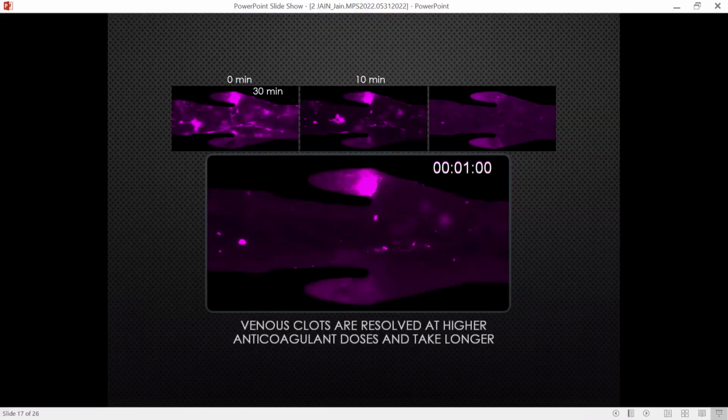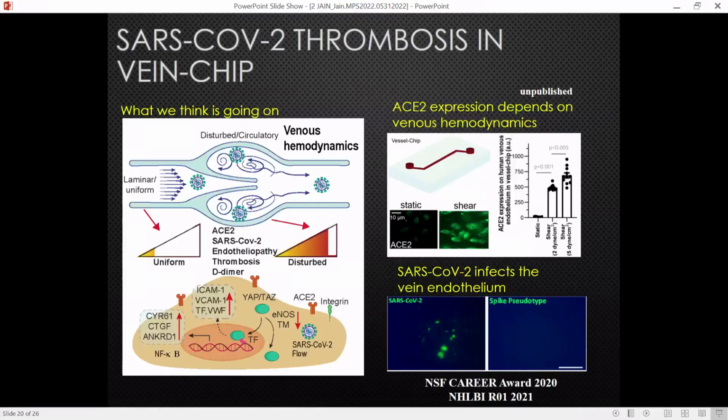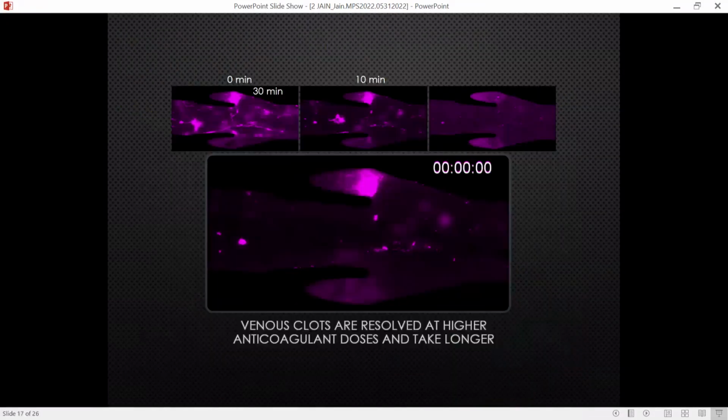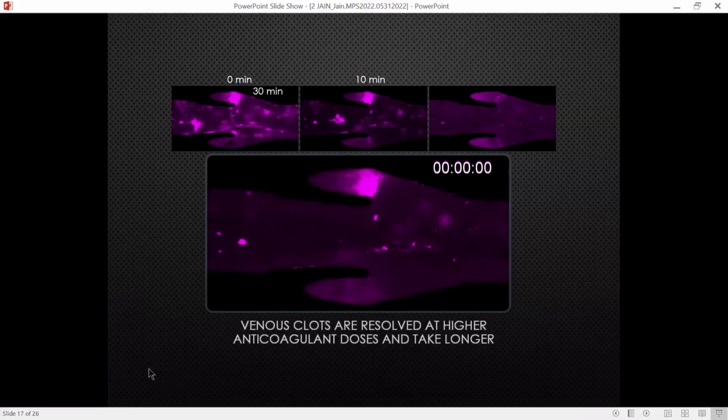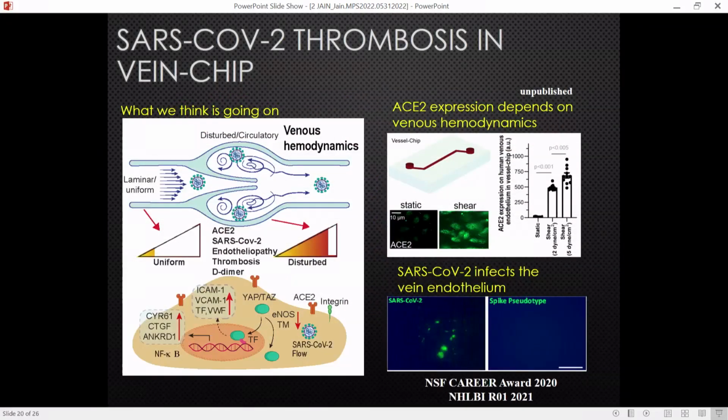So this is an actual picture of a thrombus that forms in the cusp. And I'm not sure if the video will run or not. But what you would have seen in this video, do you think you can play the video? Is there a play button? Okay, so this is, no, the video is not running.